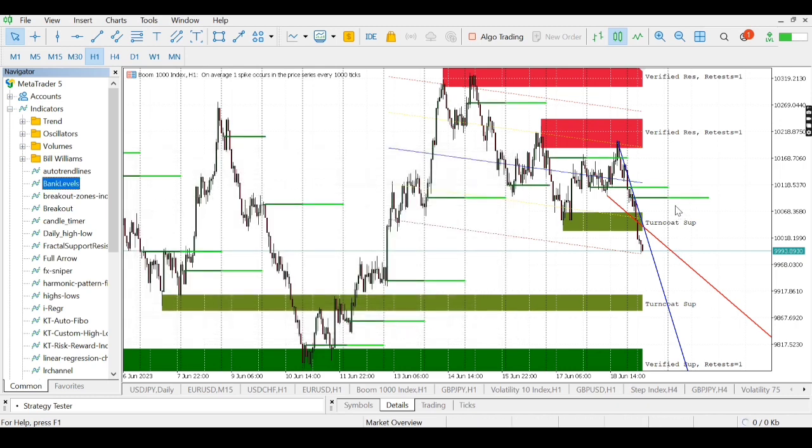So here is the bank level here, right? And here I think there's a bank level, there's a liquidity here. So the price is likely to come back to this zone, then go down. And this is all about this analysis. So right now I know that price is to go down. I wait for my entries, right?